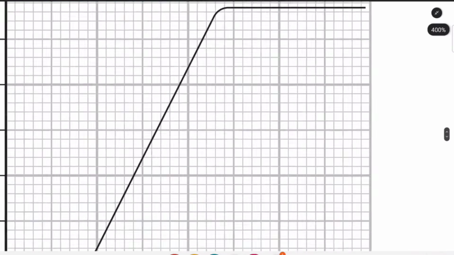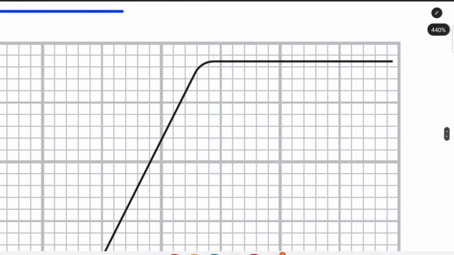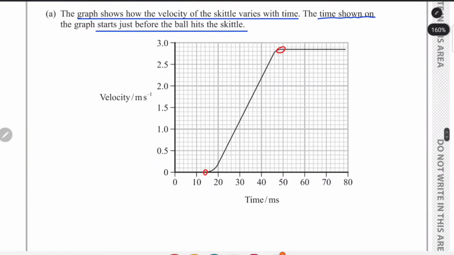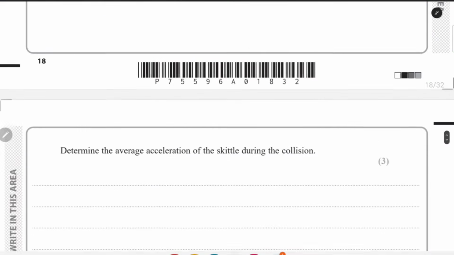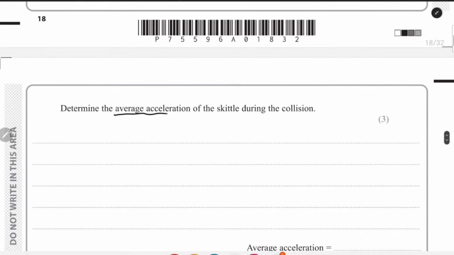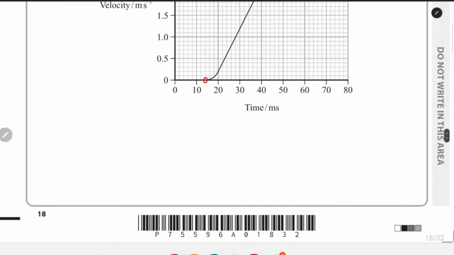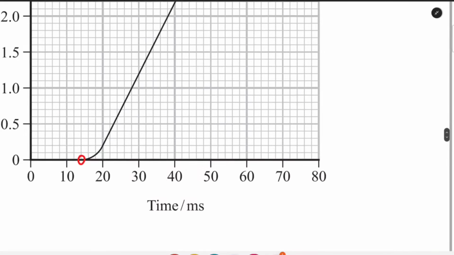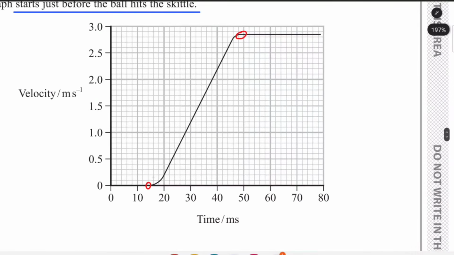And the collision continues up until it reaches a constant velocity over here. Now in part A, we have to determine the average acceleration of the skittle during the collision. So if we do this, we'll have to find the average gradient. So something like this.